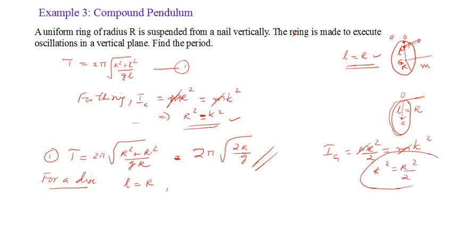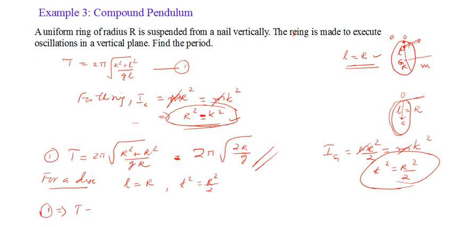Earlier k square was equal to r square in the case of a ring, but k square will be equal to r square by 2 in the case of a disc. So I am using that result here: k square is equal to r square by 2. So substituting in the same equation number 1, what will equation number 1 give you?